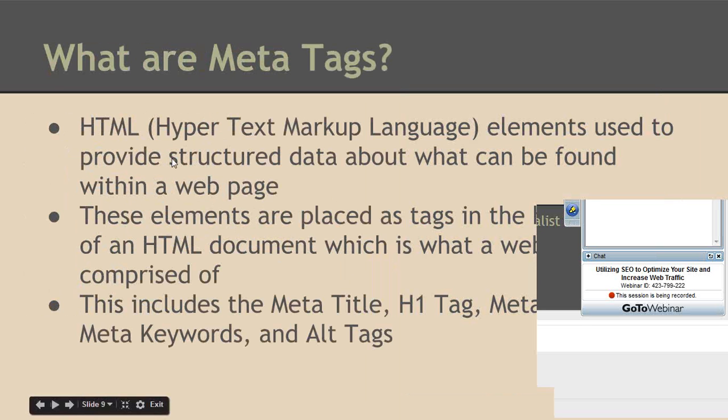Okay. So now we're going to go over the meta tags. The meta tags are the elements found in your HTML document, which is a hypertext markup language, which is what a website is basically built on. The HTML is the skeleton of the site, the bones, and then the styling is done with a different coding language, CSS, cascading style sheets, but we're not going to get into that now. The meta tags include the meta title, the H1 tag, the meta description, meta keywords, and alt tags. So let's get into this.